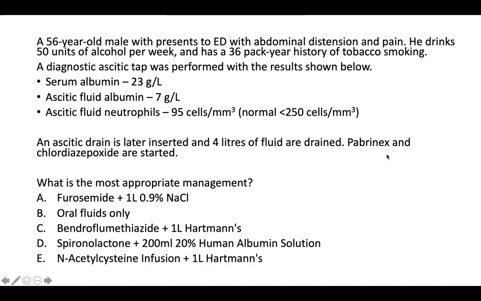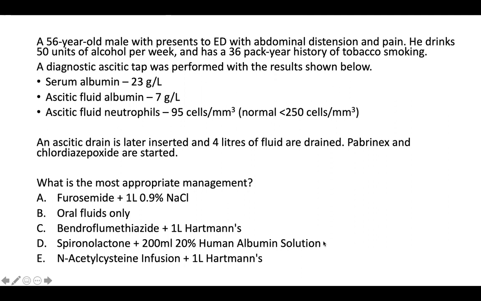They've started Pabrinex. That's because this person has an alcohol history. We need to make sure we're replacing their vitamin B deficiencies. And we've also started them on chlordiazepoxide for alcohol withdrawal. Then what is the most appropriate treatment? This is just something to really learn about. Well done to those of you that went for spironolactone and 200 milliliters of 20% human albumin solution.